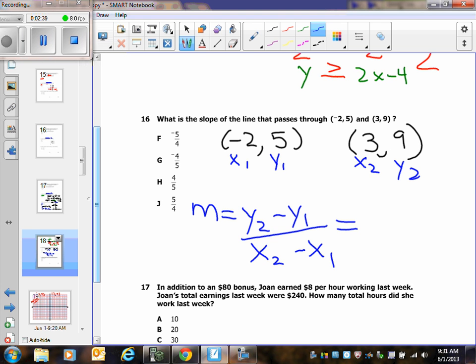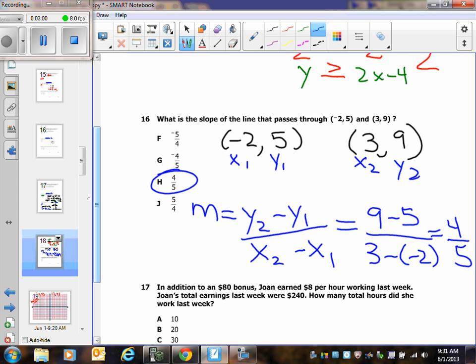Now when I plug into my formula, it's 9 minus 5 over 3 minus negative 2. 9 minus 5 is 4, and 3 minus negative 2 is positive 5. So my answer choice is choice H.